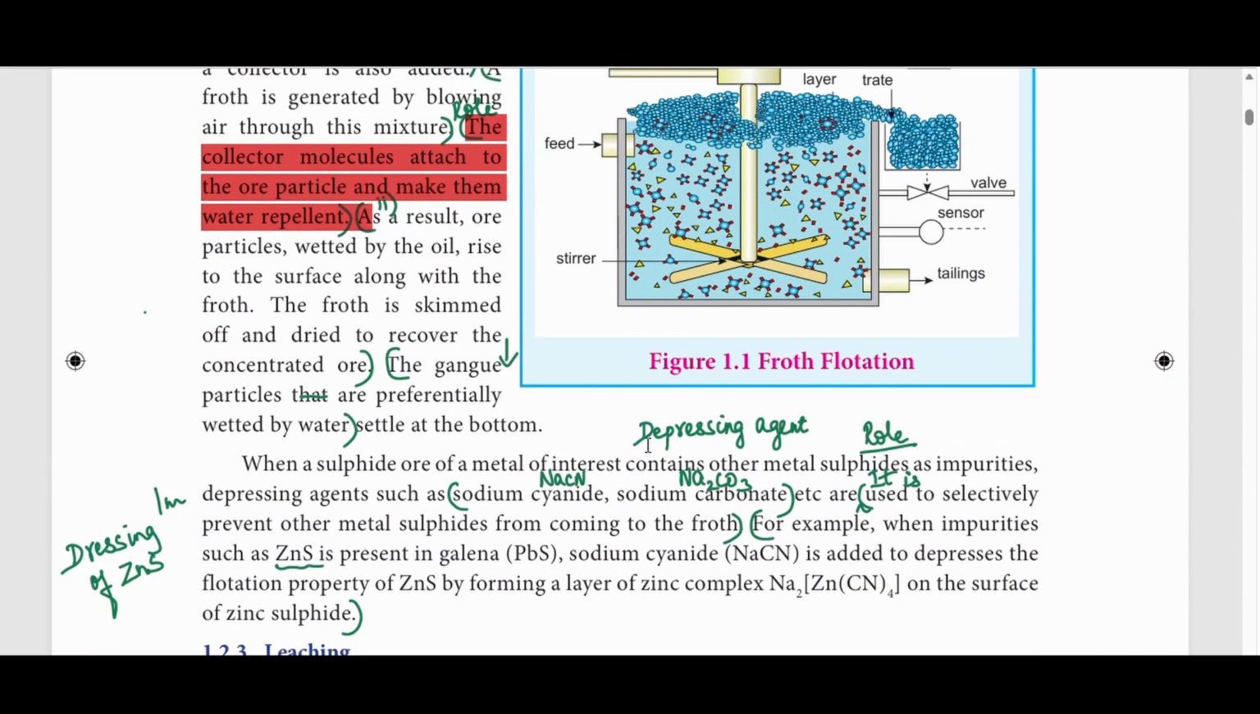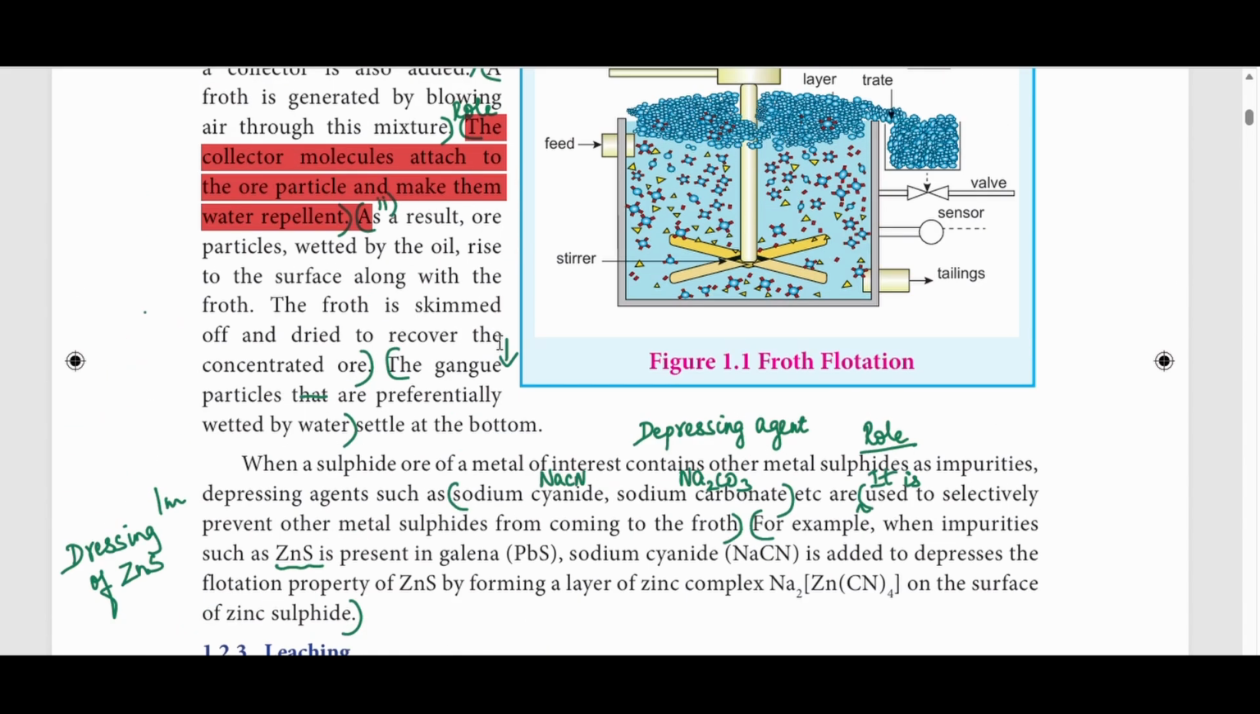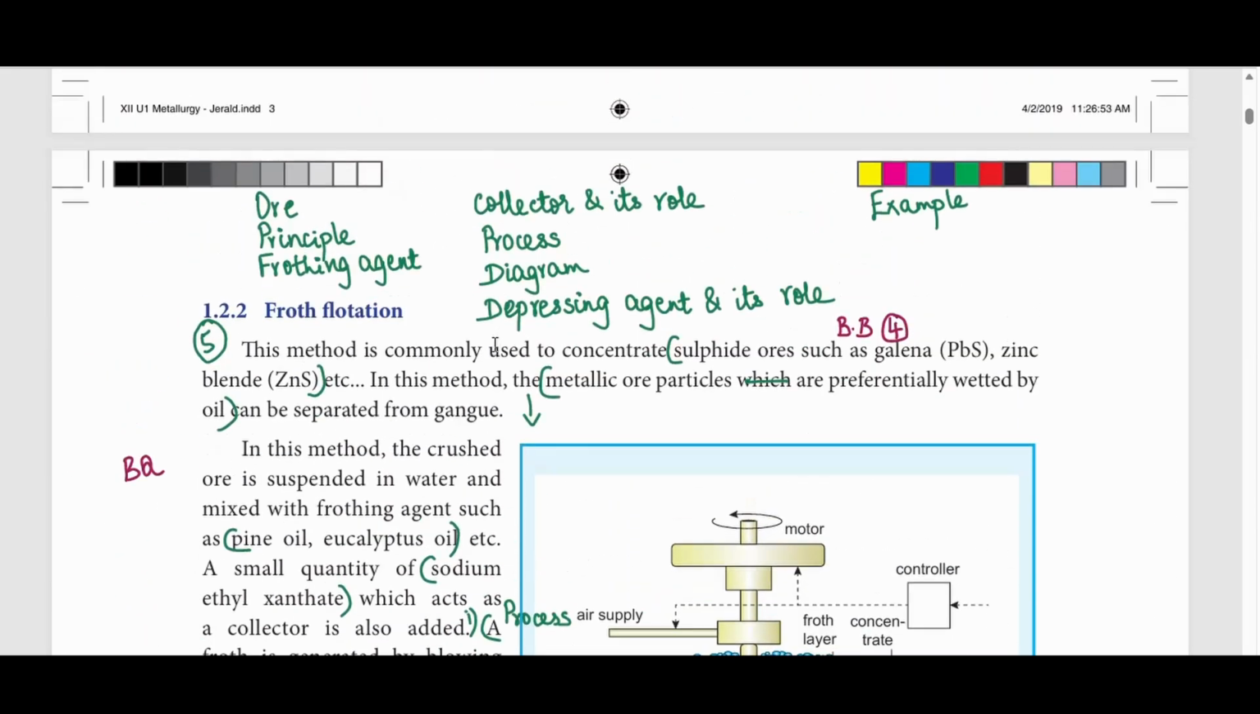And what is the depressing agent you can use? Sodium cyanide and sodium carbonate. What is the role of the depressing agent? It selectively prevents other metal sulfides from coming with the froth. So if you write these things, you'll be given 5 marks for this question.